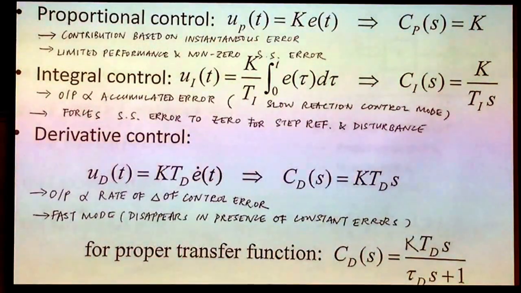Understand that? Because if e is constant, e dot is 0. If e dot is 0, u(t) is 0. So with a constant steady state error, derivative control does nothing. It's useless. To deal with constant steady state error, use integral control. Okay?